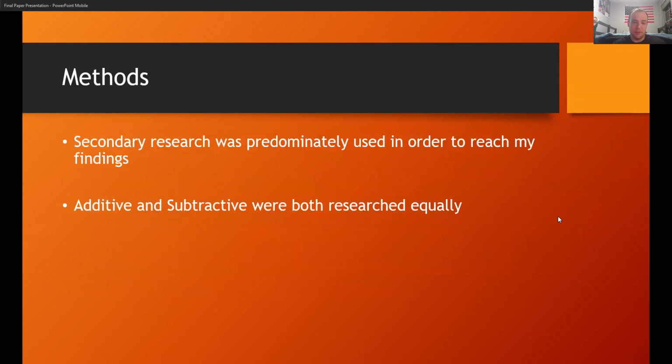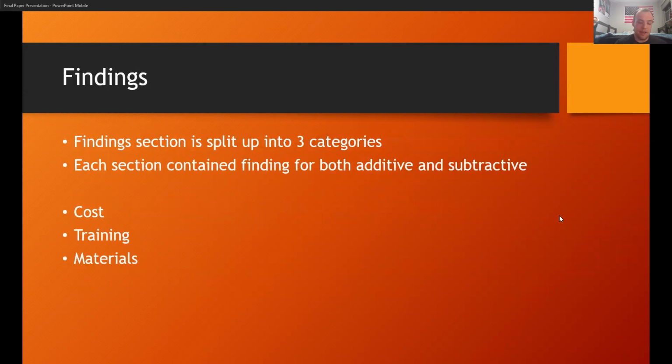So to reach my findings, secondary research was predominantly used. This being through journals, websites, blogs, and I also wanted to state that additive and subtractive were both researched equally within my findings. My findings page is split up into three main categories. Each section contains the findings for both additive and also subtractive manufacturing.